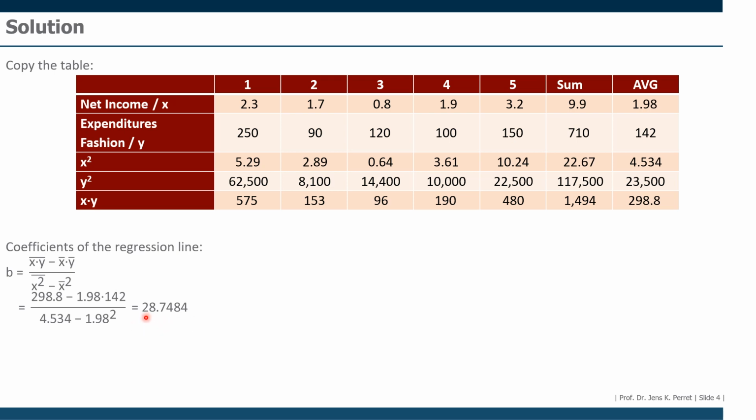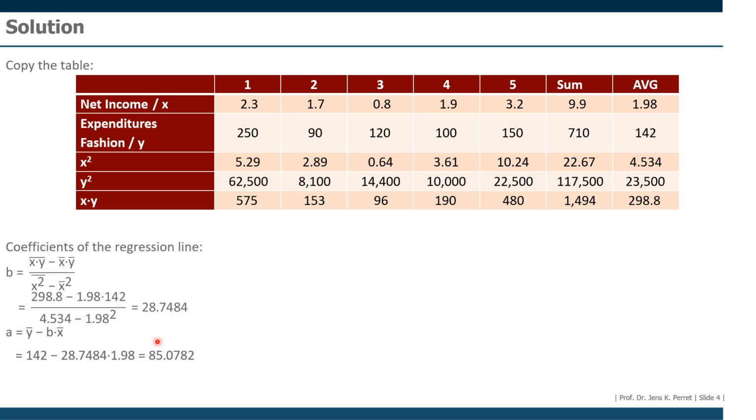Well, once I have this slope, I can also calculate the intercept. The intercept via this formula. So the average of y, the 142, minus b, which I calculated before, times the average of x, which was the 1.98. This gives me an intercept of 85.0782. Those are actually the two coefficients I need for my regression line.